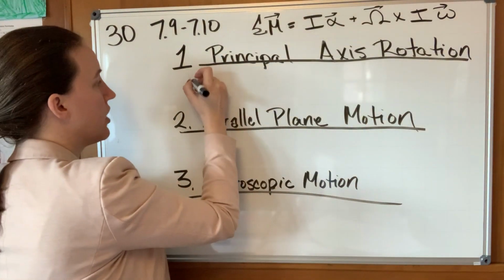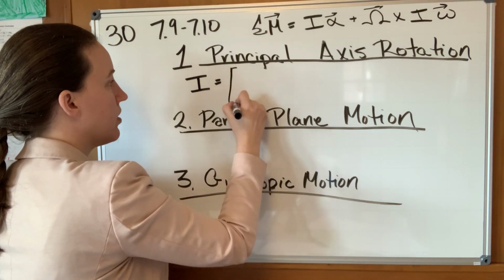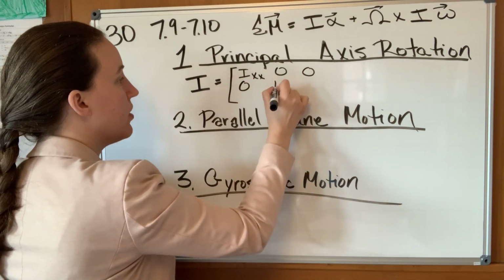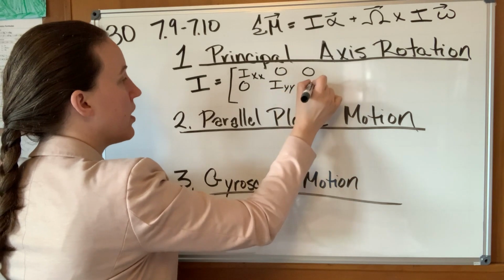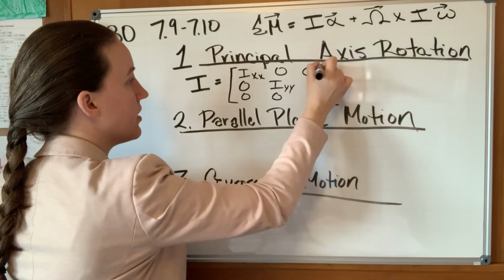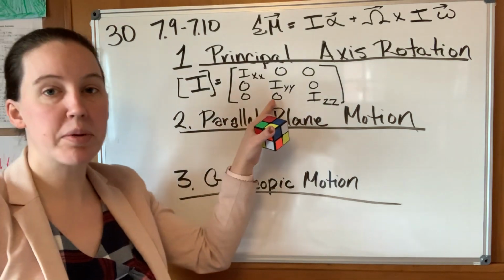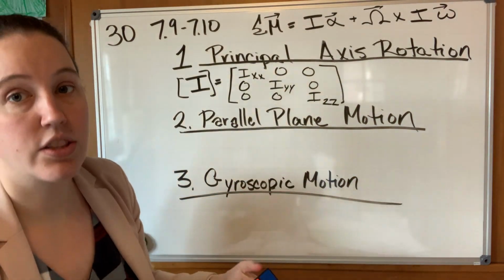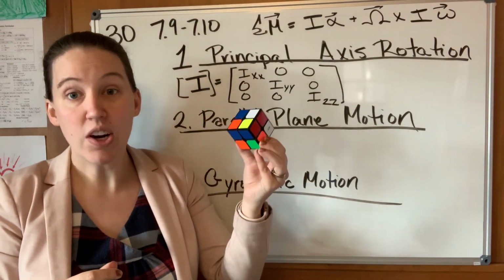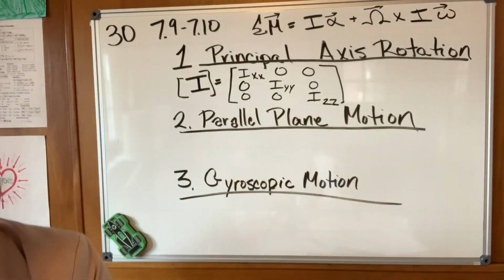So for principal axis rotation, we have I equal to Ixx 0 0, 0 Iyy 0, 0 0 Izz. Right? So our I matrix gets very much simplified because we don't have any off-diagonal terms. And if you see a symmetric object, you should know that that's going to be principal axis rotation. And I have some other examples of symmetric objects.